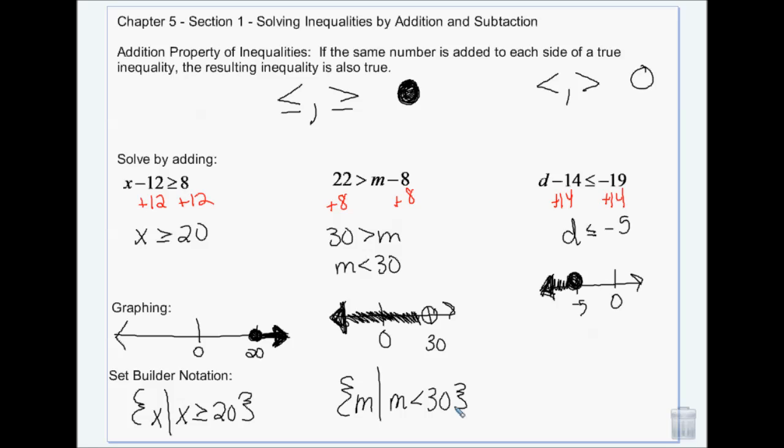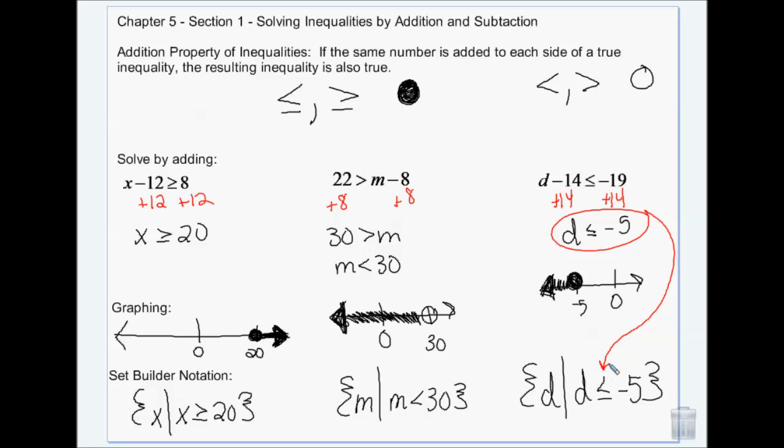So the next one would be g such that g is less than or equal to -5. Exactly. What do you get less than or equal to? Right here. So you always take whatever is written right here, whatever's written right here goes there. So here.